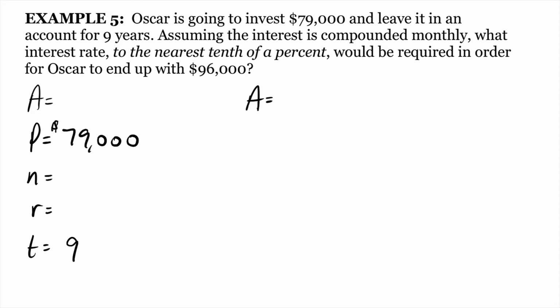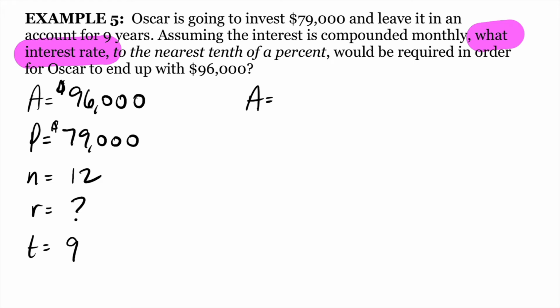Compounded monthly, so they're going to put interest into his account every month. So how many times is that in 1 year? 12. What interest rate? Well, that's the question right there, so R is going to be our question mark. And the last thing, in order for Oscar to end up with $96,000. So when he comes back 9 years later, he wants 96,000 to be there instead of 79,000. So that's going to be our final amount, right?